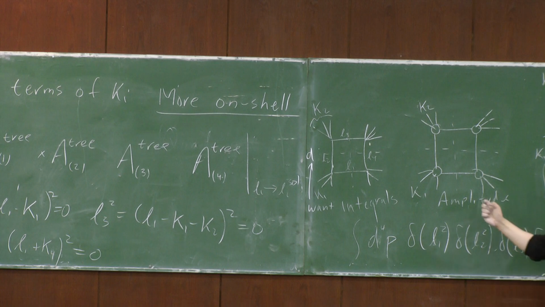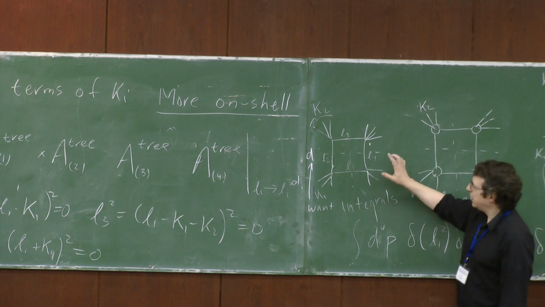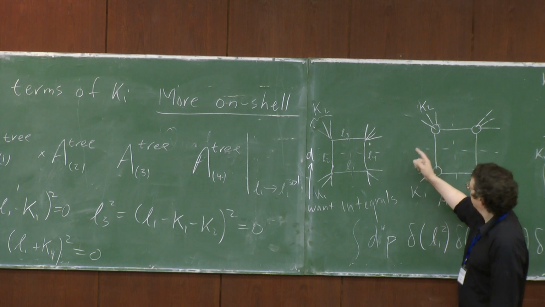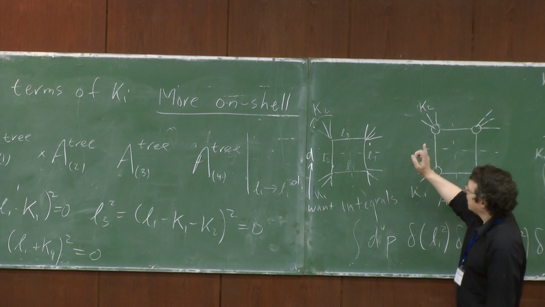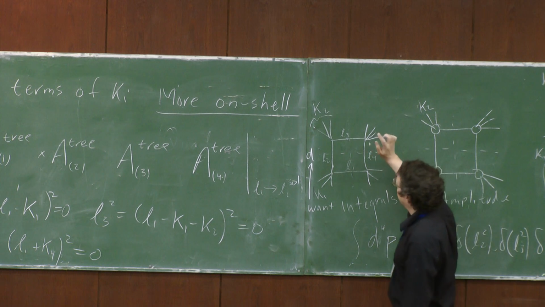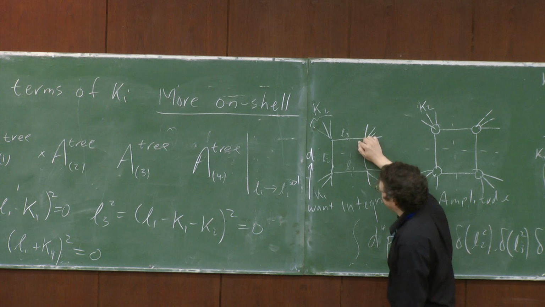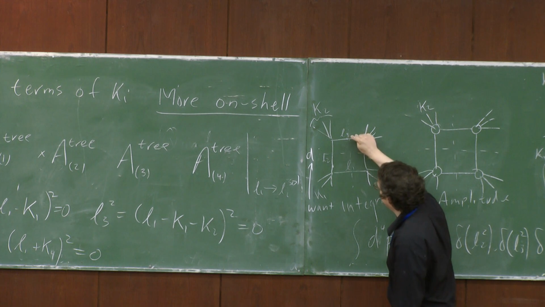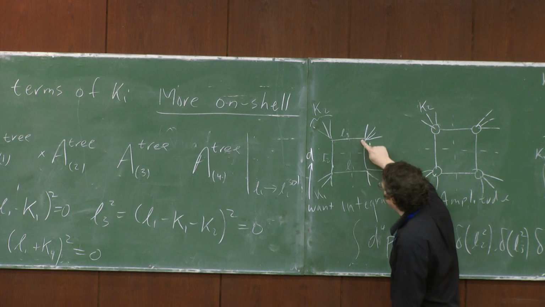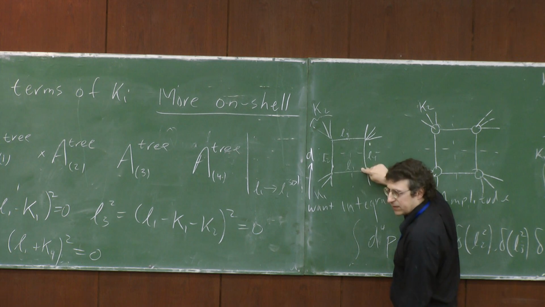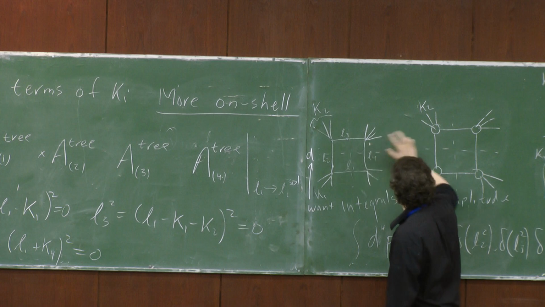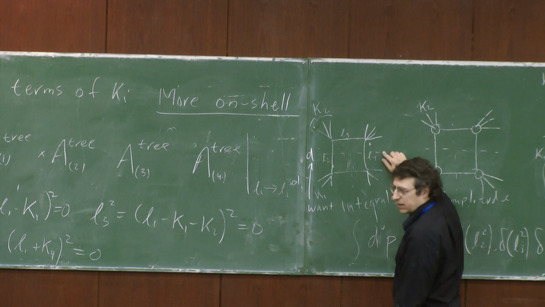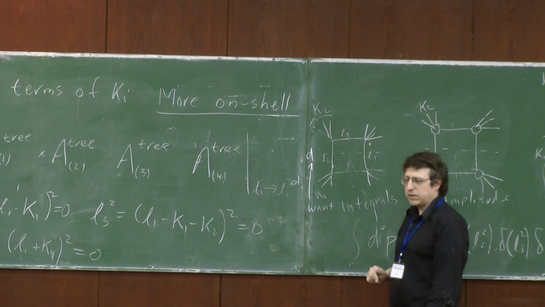Well, it has to do with the analytic properties. This box integral is the only analytic function that has this propagator present, this one, this one, and this one. So by matching the singularities of this and this, by going to these on-shell conditions, we uniquely pick out the term.